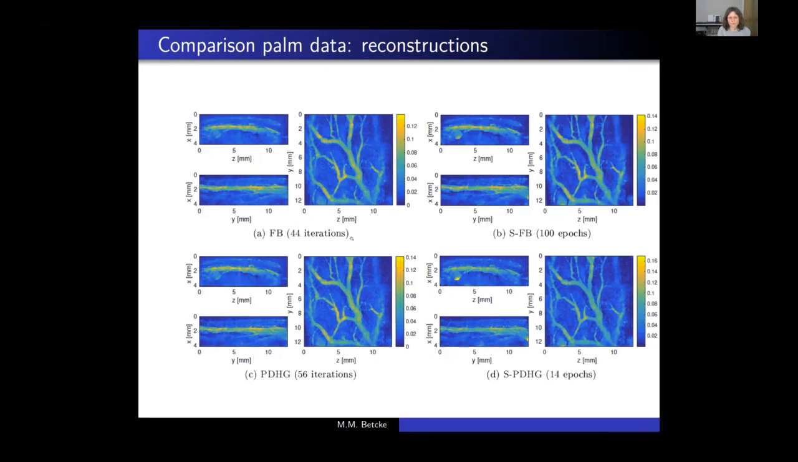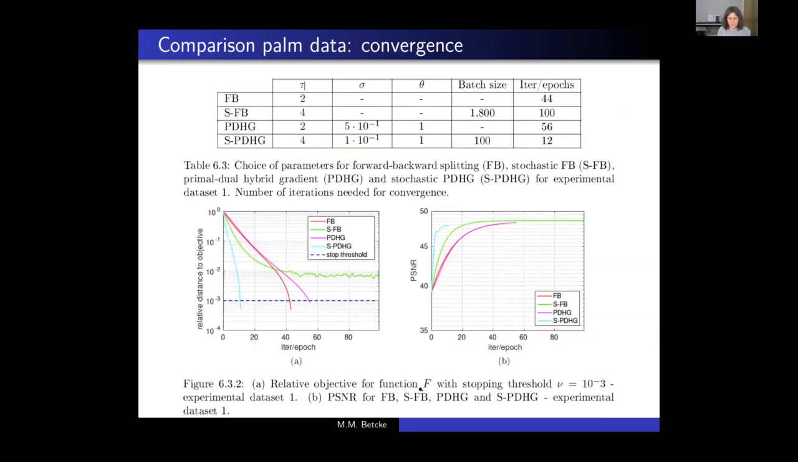Essentially, again, the most important part is really the number here. So 44 iterations for the forward backward, 56 for the Primal dual hybrid gradient, and then 14 for the stochastic version. So there is a slightly smaller difference in terms of the number of iterations here than for the simulated data.